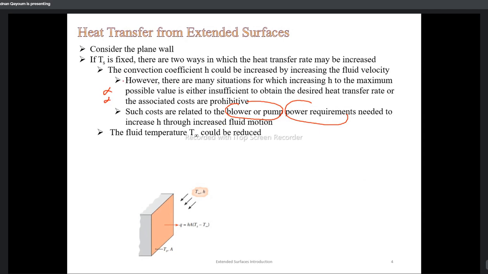Although this is a way, a method of doing the same thing, I think we can avoid this. Or we can use a fluid. I told you, you can also increase h by changing the fluid. If you go from air to water, h goes on increasing. How? Because the thermal conductivity of air is low as compared to that of water.